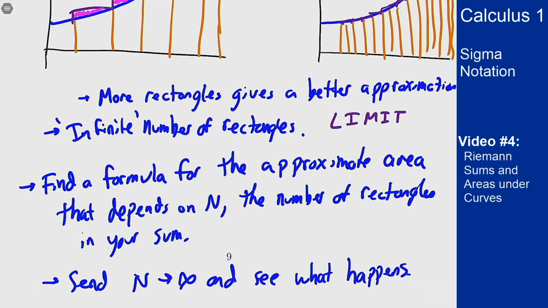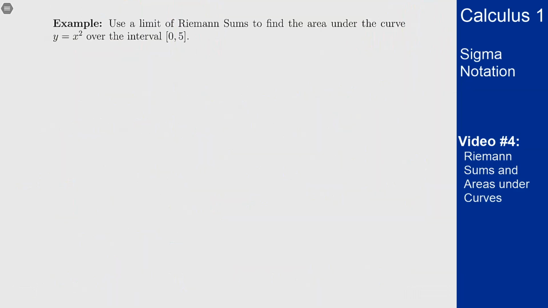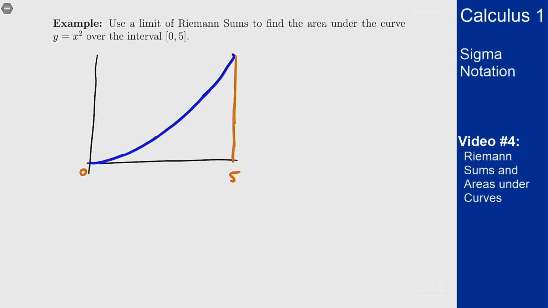It's probably easy to see this process in the context of an example, so let's go ahead and do one of those. Use the limit of Riemann sums to find the area under the curve y equals x squared over the interval 0 to 5. Let's draw a picture first. And you can see I didn't tell you which type of sum to use. It turns out it doesn't matter. We'll talk about that later. But let's just do a lower sum because that's going to be simplest. So we want to use n rectangles to find this sum.